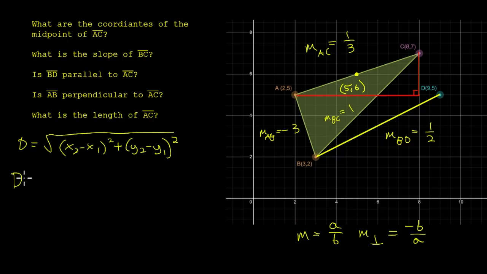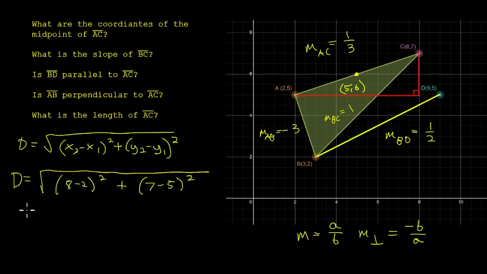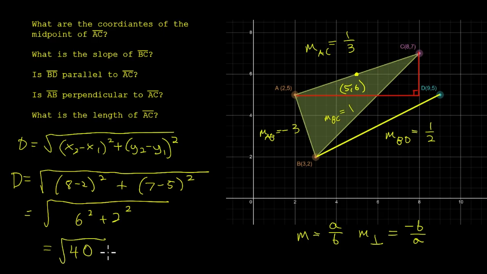That being done, here d is the square root of (8 minus 2) squared plus (7 minus 5) squared, which is then the square root of 6 squared plus 2 squared. That is 36 plus 4, so that is the square root of 40. Some classes will require you to simplify this, some will not. If you do need to simplify it, that is the square root of 4 times 10, which is then the square root of 4 times the square root of 10, which finally is 2 root 10.